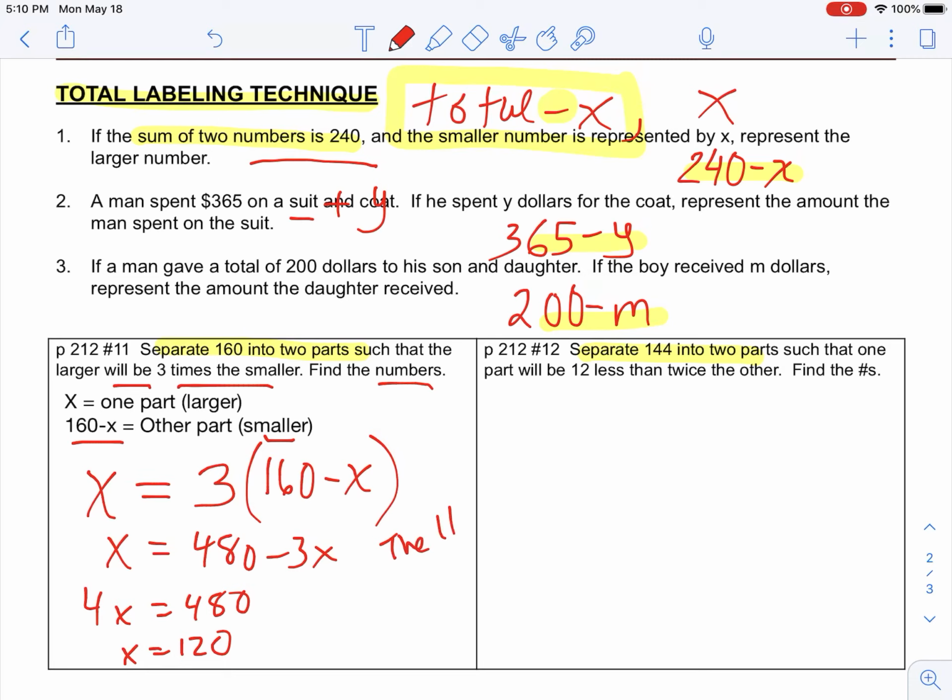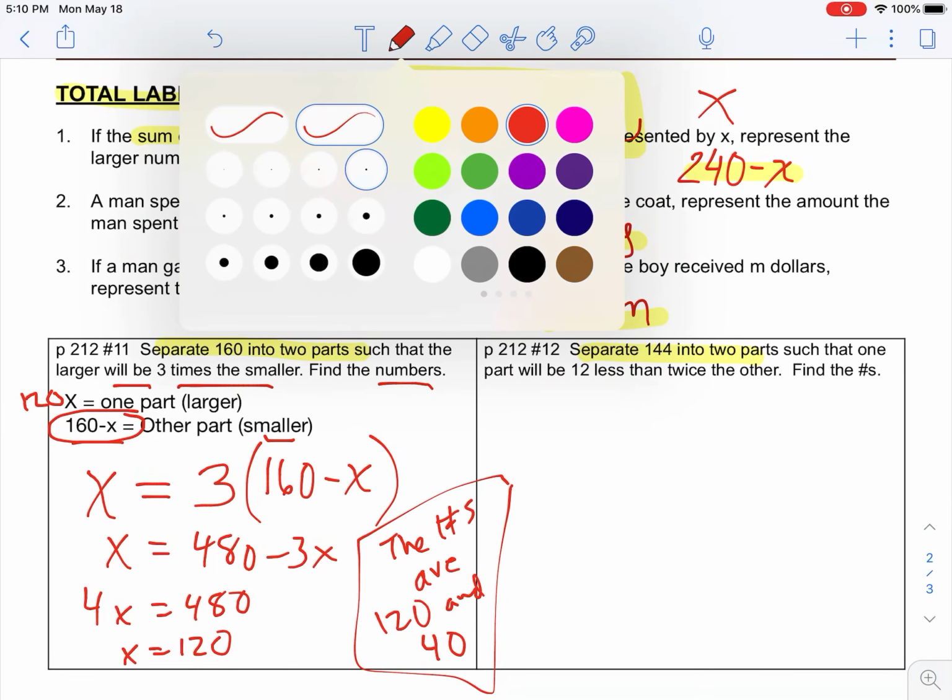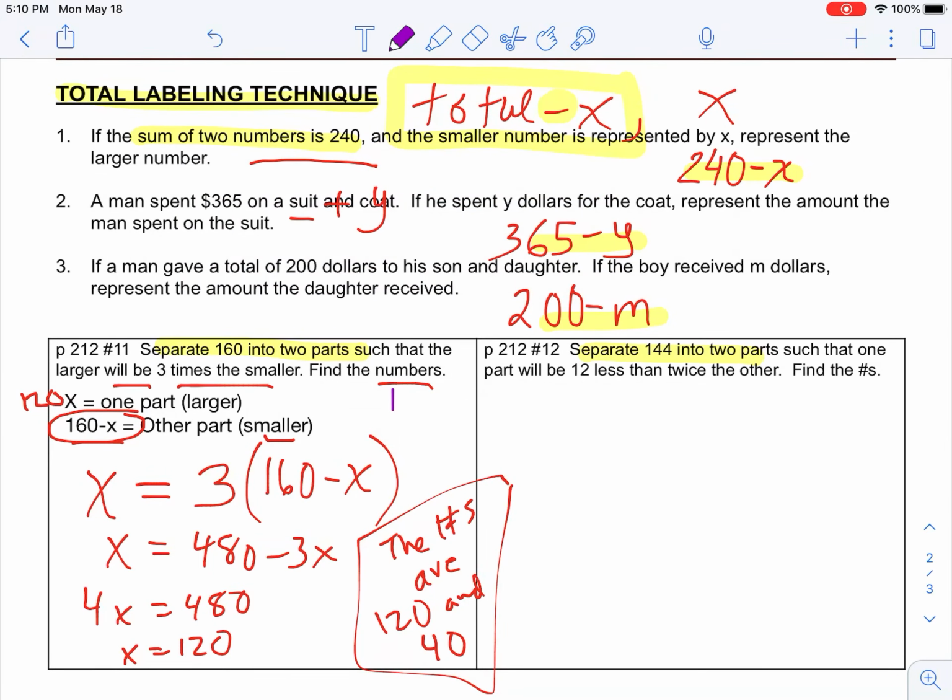All right, so find the numbers. So the numbers are 120 and how do I figure out the other number? Well, x is 120, so the other number is 160 minus 120, so that would be 40. Okay, now I need to check it. So is 120 plus 40 equal to 160? Yeah, that equals 160, so that's good. And then is the larger 3 times 40? Yeah, cool. Sweet, so it checks.